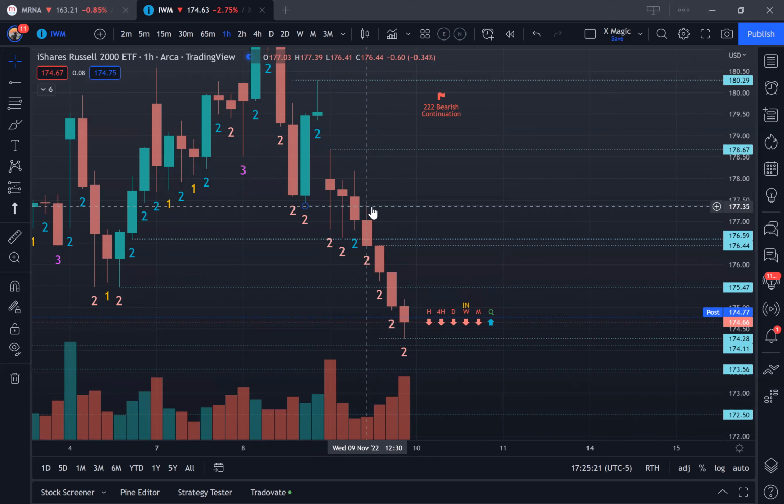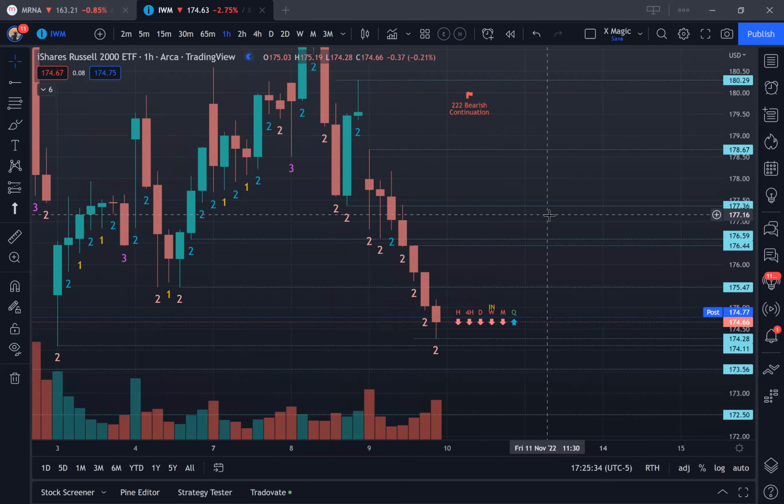Something to notice or remember as well. Once a level is broken and it gets retested like this, it's no longer support. It's going to turn into a resistance. And if that makes sense, let me know. If not, I'll continue.